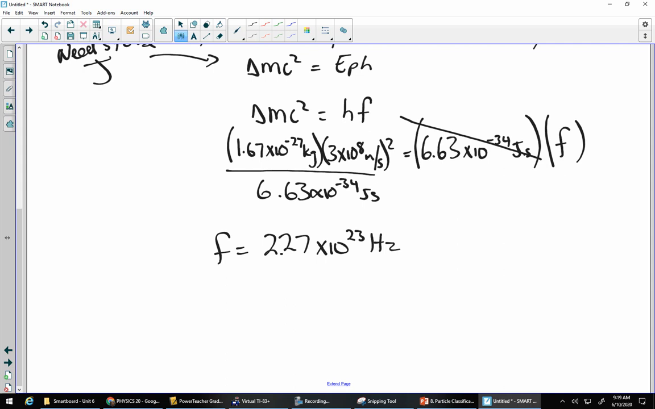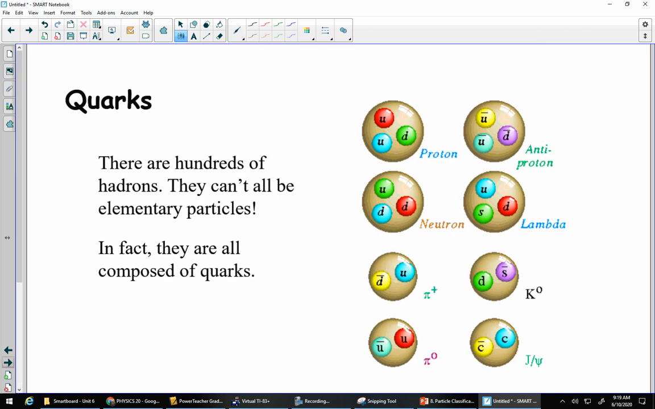Now thinking about that, that's a pretty high frequency, like a really ridiculously high frequency. Which means it's going to be really, really high energy. You're taking an entire proton and turning it into a gamma photon. Ridiculously high energy. Cool. So that's one thing to kind of check out.